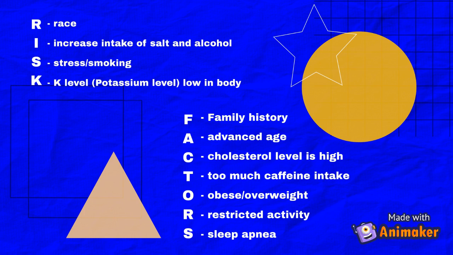R, race. I, increased intake of salt and alcohol. S, stress or smoking. K, for potassium, which is a low K level in the body. F, family history. A, advanced age. C, cholesterol level high in the body. T, too much caffeine intake. O, obesity or overweight. R, restricted activity. And S, sleep apnea.